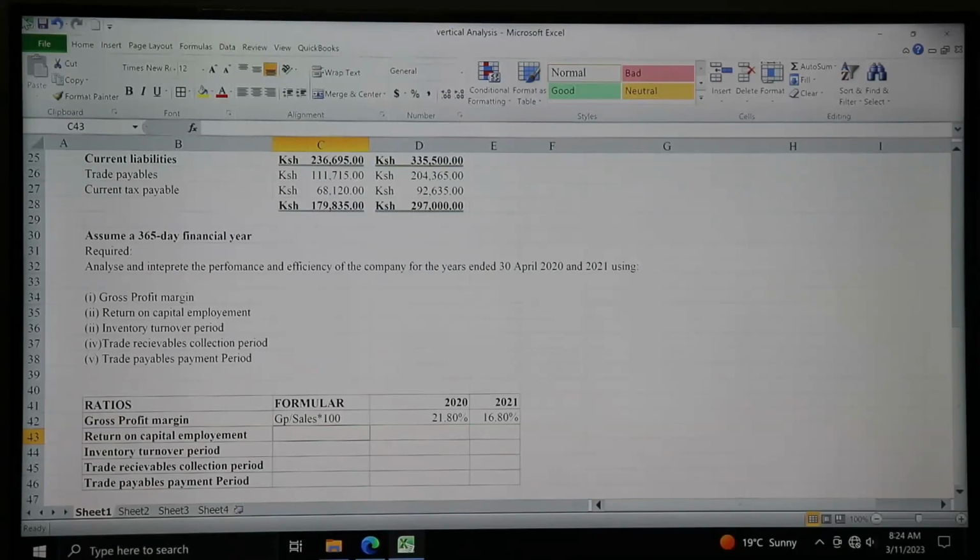So maybe we can run that task here. Let's type the formula that will say return on capital employed. Then the formula. Then you say here, profit.